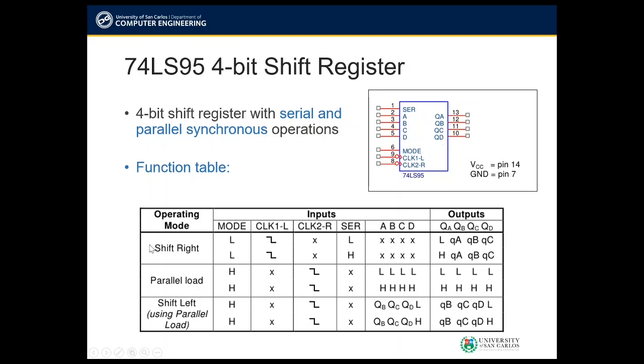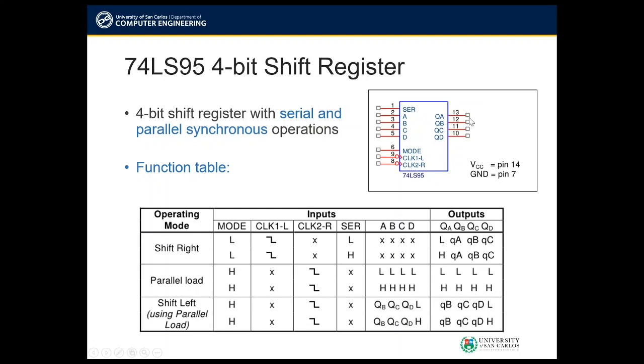So take note that considering the first operating mode, shift right, we need the mode to be low, so mode must be 0. So since there are 2 clock sources and the other one is just don't care, we can just connect them both to the same clock source, meaning we can tie them both together and it won't affect the operation. So going back, for the shift right, SER input found here at pin 1 is our shift input or SIR. And for the shift right, we don't need to consider inputs A, B, C, and D.